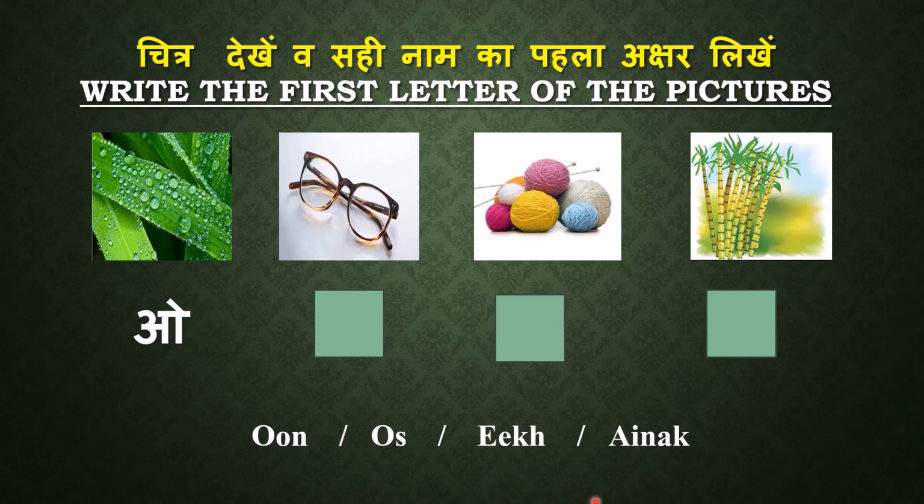Next, the next picture is of spectacles. And the Hindi word for spectacles is ऐनक. ऐनक. So friends, the first letter is A, correct. Then the next picture is of wool. In Hindi, wool is known as oon. So here the letter is oo. Done. And the last picture is of sugarcane.